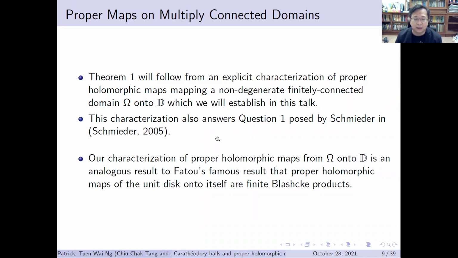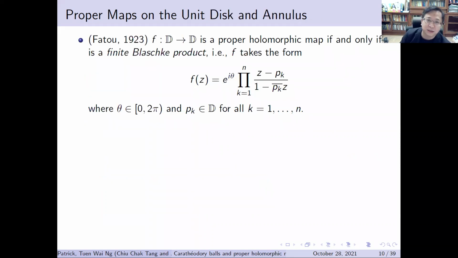The characterization that we get is quite similar to the famous result of Fatou, which characterized the proper holomorphic maps from the unit disk to the unit disk. We all know that this kind of proper map is just a finite Blaschke product, and this result has been mentioned a few times in different talks. Now, one thing I found quite surprising is if you replace D here by an annulus, until very recently, I didn't come across any result of this kind.